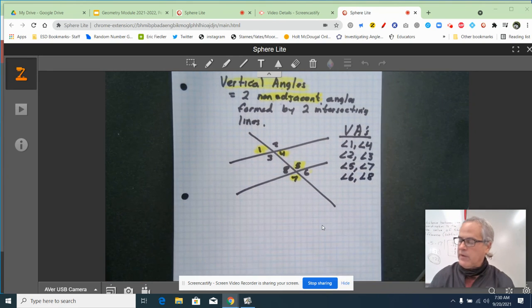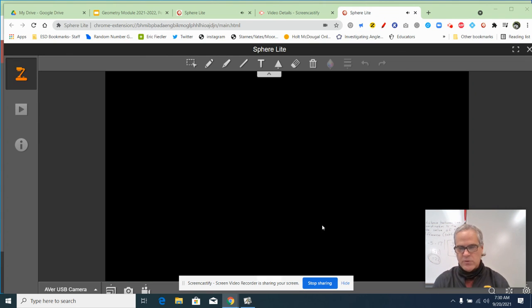Now, vertical angles, there's actually a vertical angle theorem that comes with it later on. I won't spoil it for you, but you might figure out what's true about vertical angles.